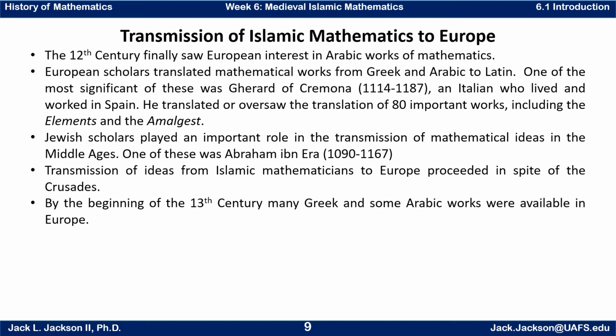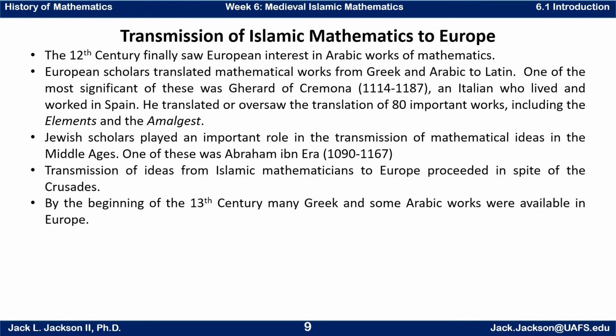And one of the most significant of these translators was Gerard of Cremona, 1114 to 1187. He was an Italian, but he lived and worked in Spain. Once again, there's that Spanish connection. He translated or oversaw the translation of 80 important works, including the Elements and the Almagest, which we studied earlier.